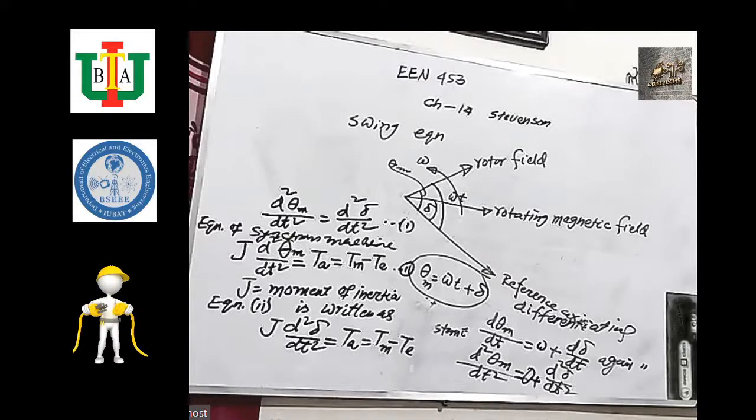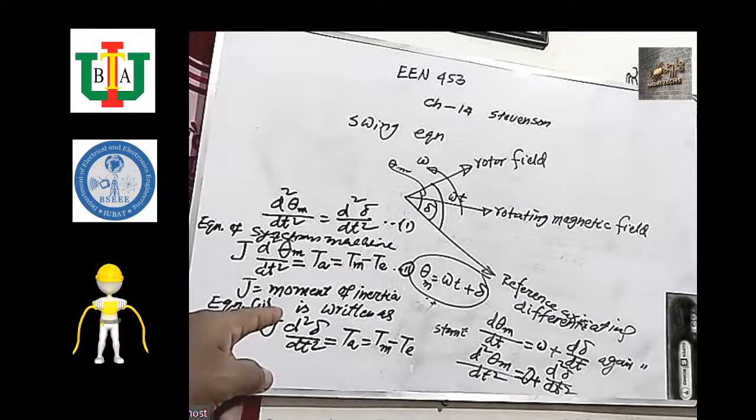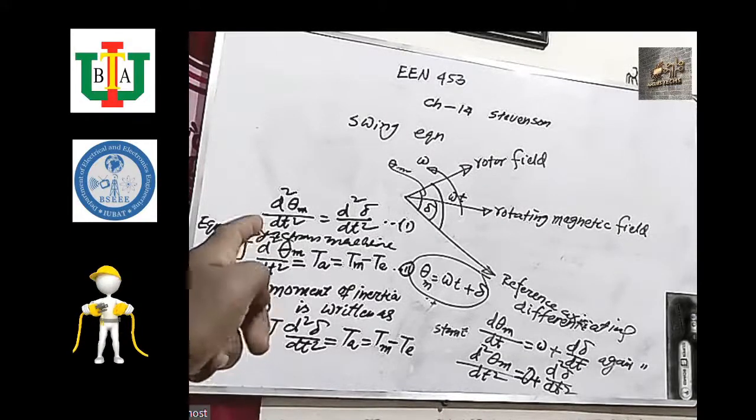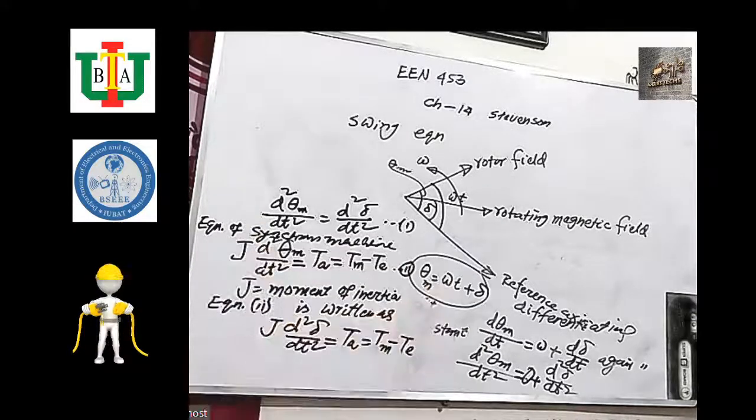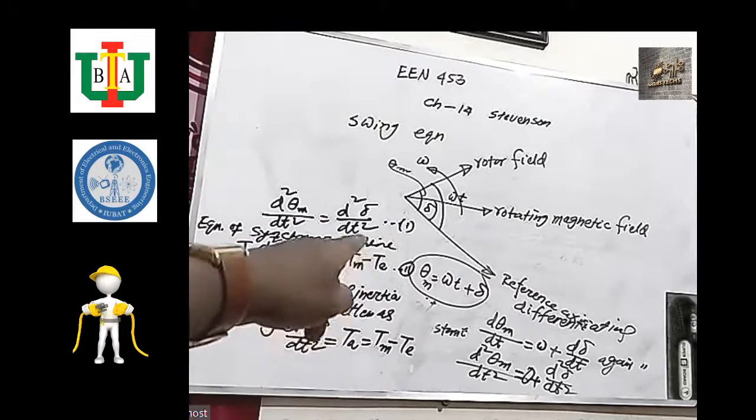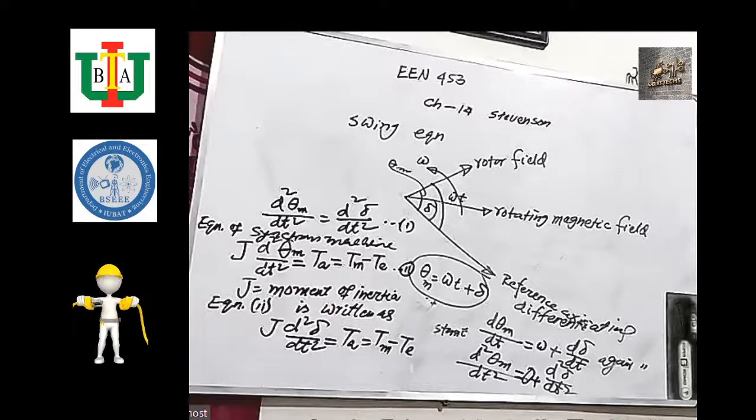And you see, from the machine equation, we have converted into the swing equation. In place of theta m, we have written delta, because inside theta m there is omega t. But we see that omega t has no function here, so we skip it. We have written delta in place of theta m by equation 1. Understood?